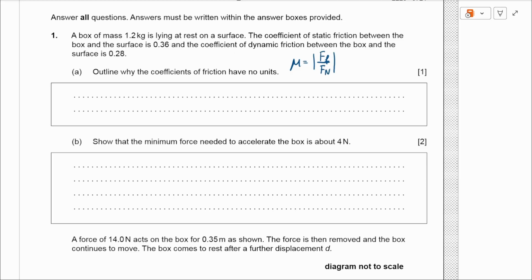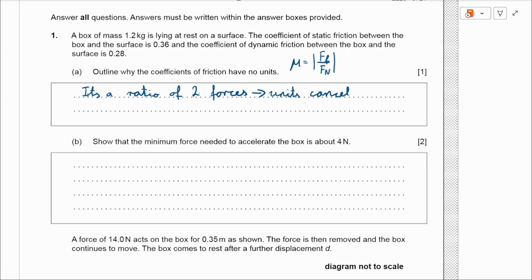And well, since it's a ratio of two forces, the units of the forces will cancel out, so it's basically unitless. So it's just a ratio of two forces, and therefore the units cancel. So we simply have newtons over newtons. So that has just a unit of 1.